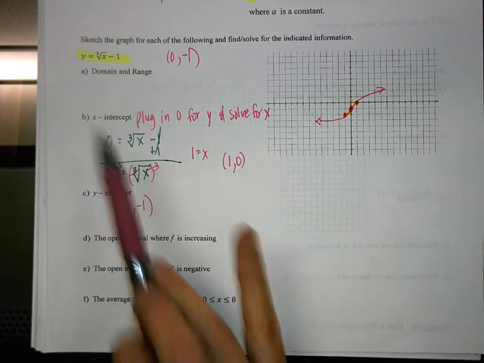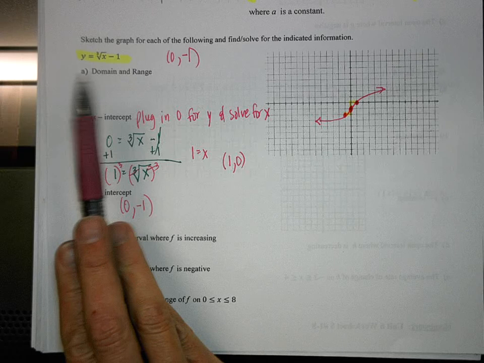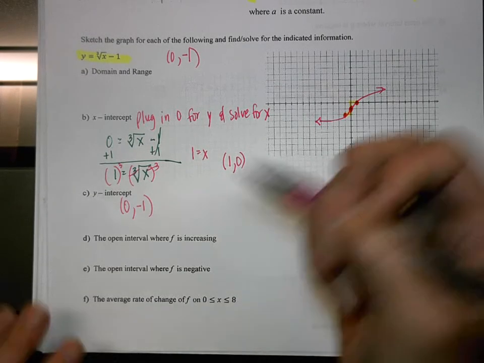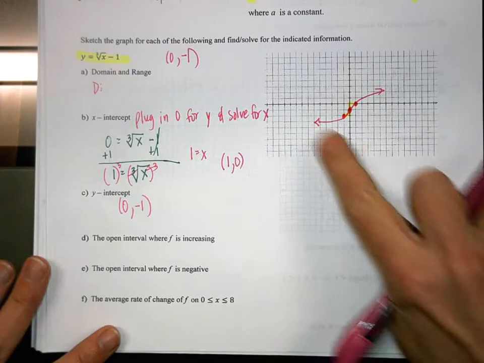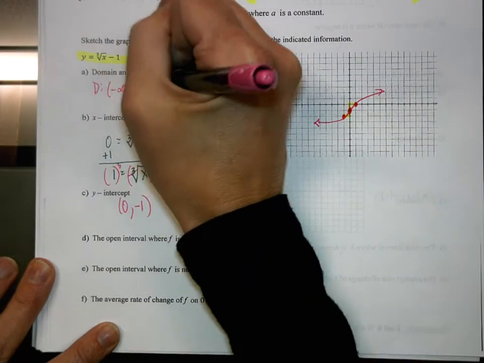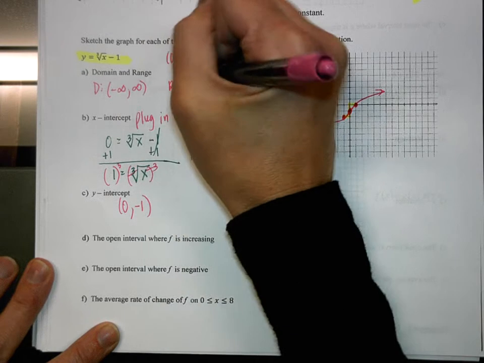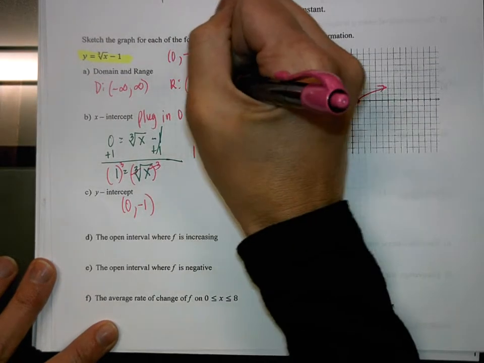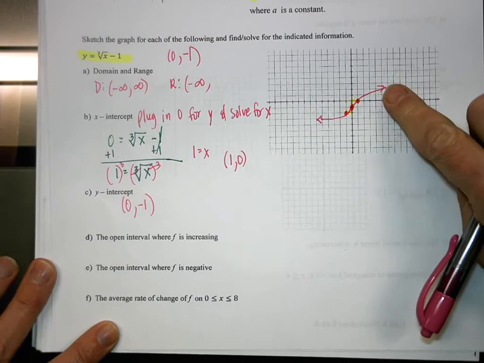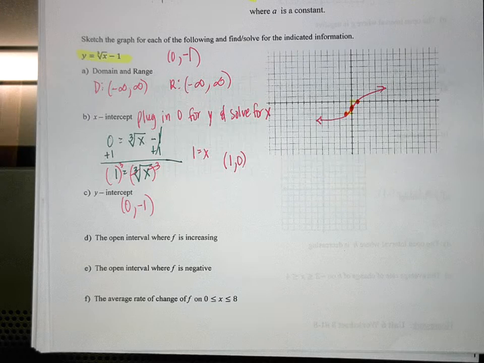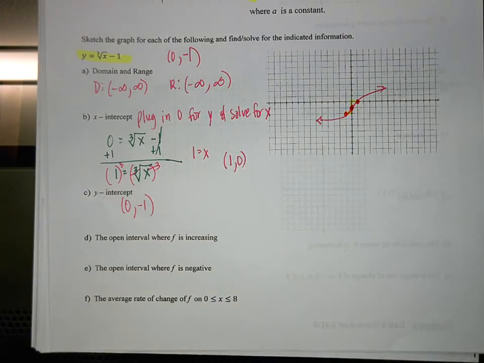Going back to domain and range, for all cube root functions, because negatives are okay, your domain, if you look here, starts at negative infinity and goes to positive infinity. Same thing for your range. Because of the arrows, it starts at negative infinity and goes all the way to positive infinity. So in cube root functions, your domain and range are both negative infinity to positive infinity.